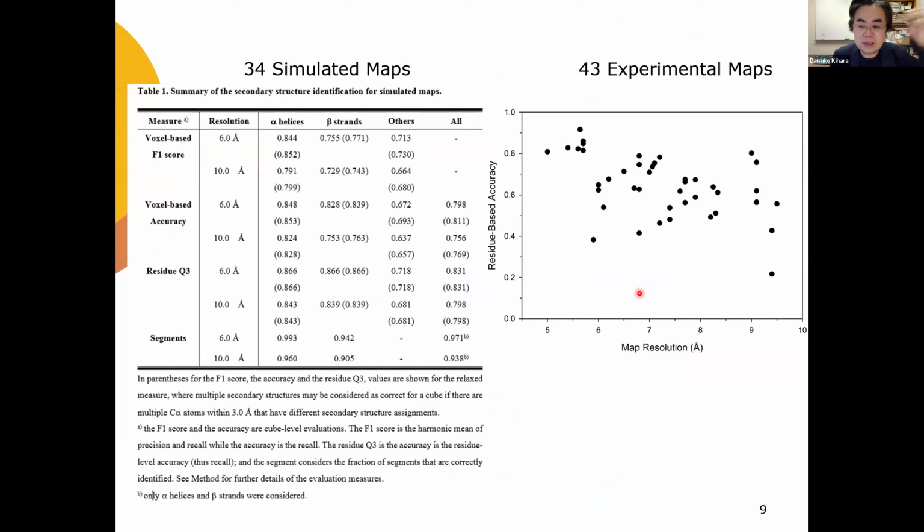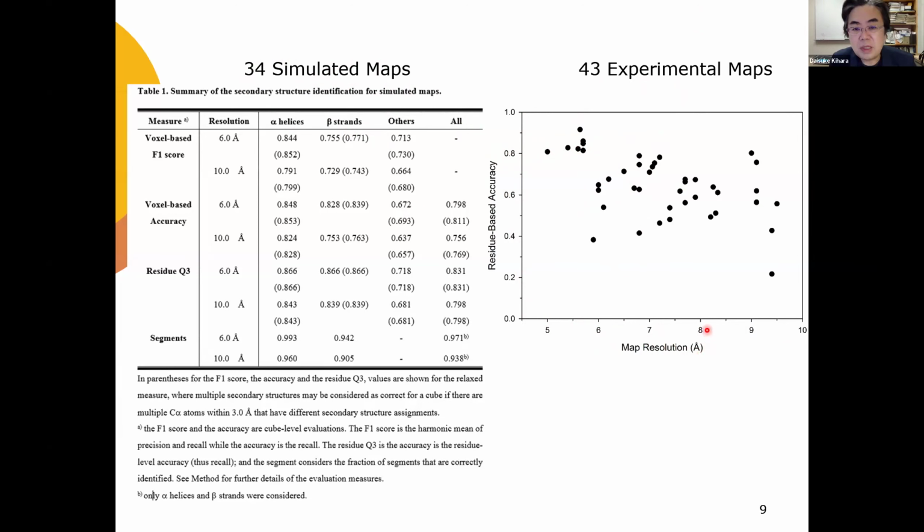This is the general accuracy. In the paper, we tested the method on two types of data sets. One is simulated, computationally simulated maps, which are very clean, but I will explain the results on the experimental maps. So here, the x-axis is map resolution, the y-axis is accuracy. When the map resolution is around 5 to 7 angstrom, the accuracy is reaching around 80% or 70%.